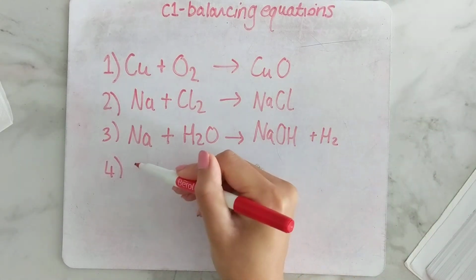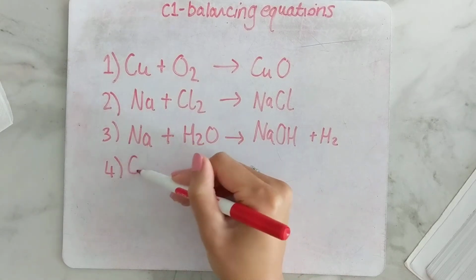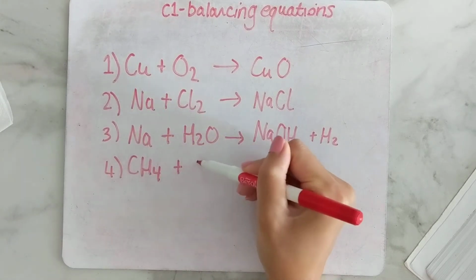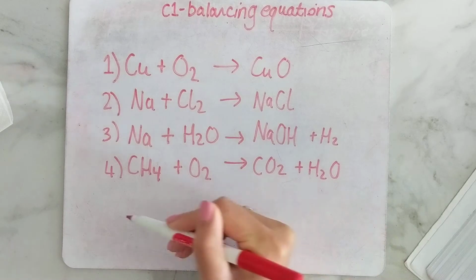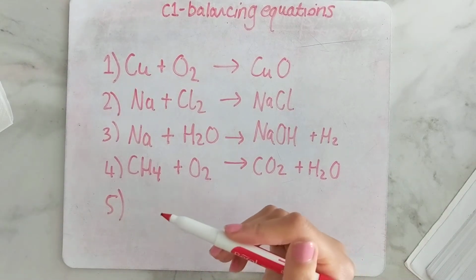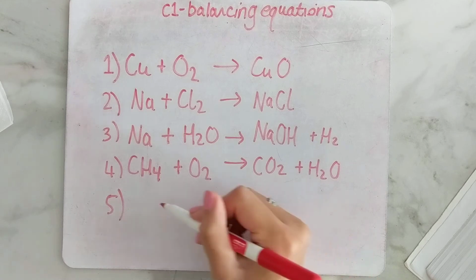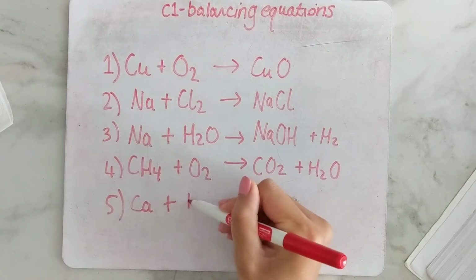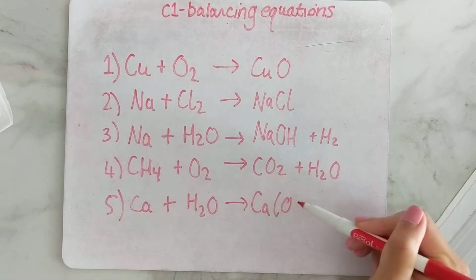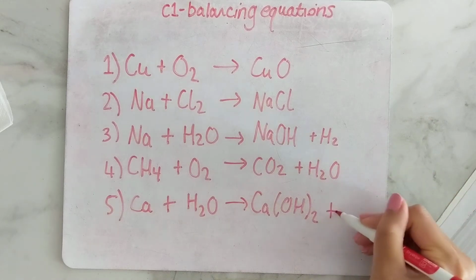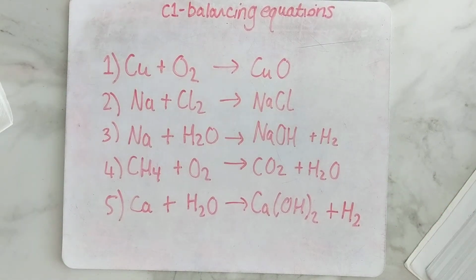4, let's get a bit harder. CH4 plus O2 goes to CO2 plus H2O. Number 5. Let's do this one, I might run through this one after I've given you the answers in case you are not sure of the brackets. Okay, there you go. So if you just pause the video now, because I'm going to show you the answers soon, just pause and have a go.